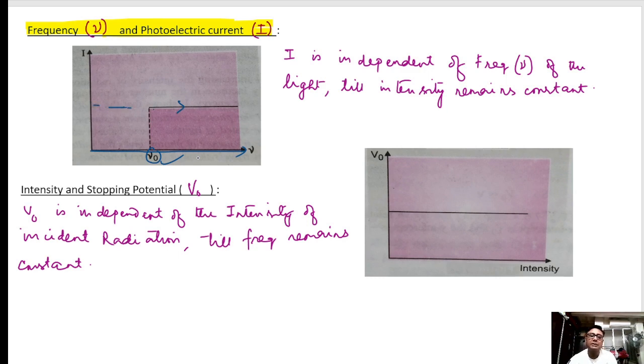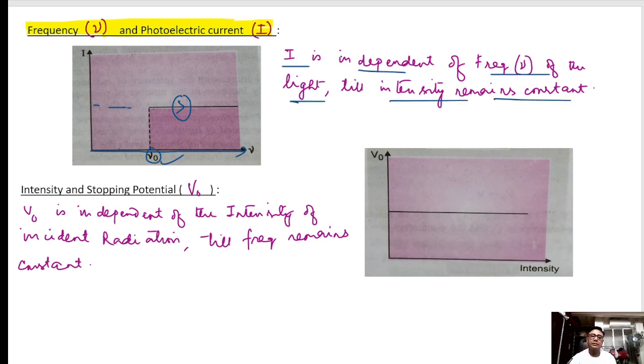As the frequency increases, the photoelectrons coming out will be coming out with maximum energy, and then they will become constant. That means the current will become constant. So I is independent of the frequency of light till the intensity remains constant.